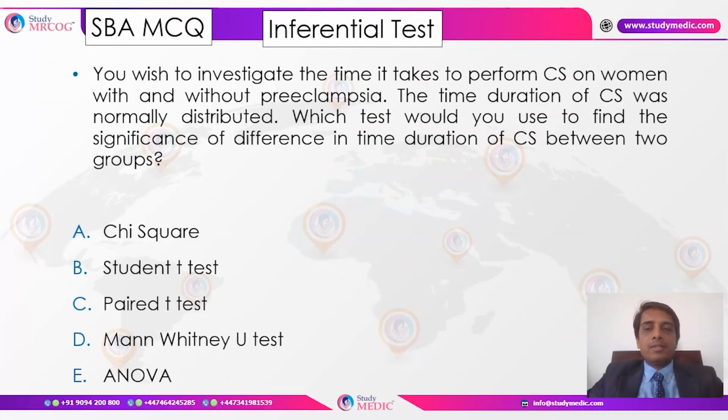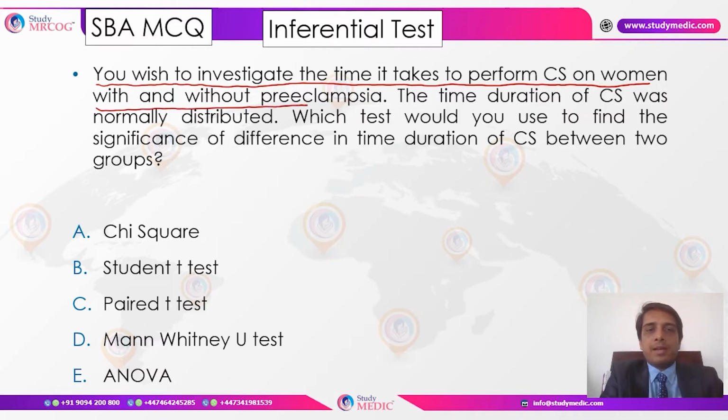Now let us see whether we have understood these examples or not. Here you wish to investigate the time it takes to perform cesarean section on women with and without preeclampsia. The time duration of cesarean section was normally distributed. Which test would you use to find the significance of difference in time duration of cesarean section between two groups?